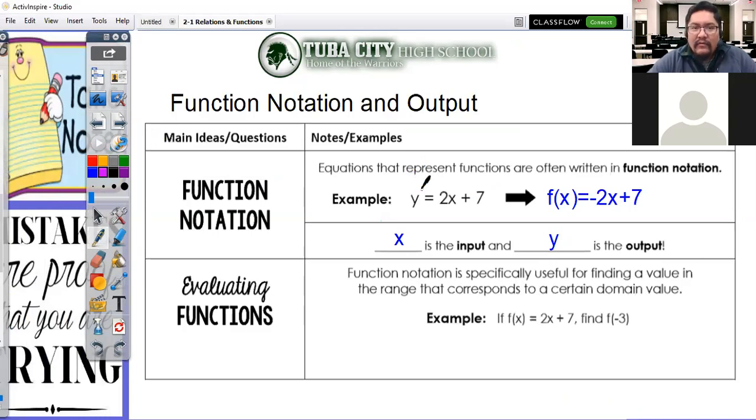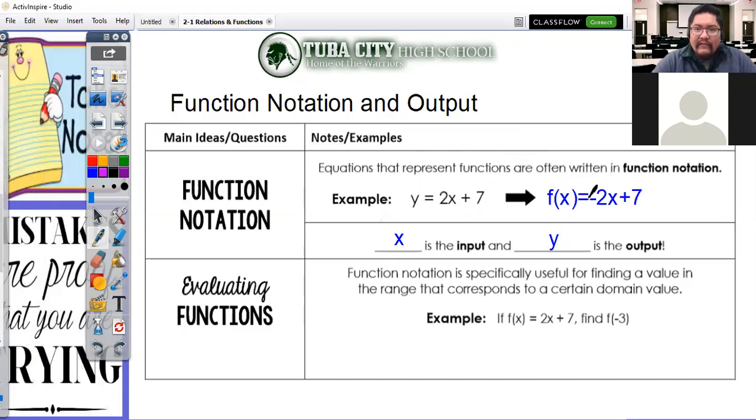Equations that represent functions are often written in function notation. So you are familiar with something that looks like this. This would be a linear function. This is algebra 2, so you're probably very used to working with linear functions. Those are the y equals mx plus b, straight lines with slopes and intercepts.